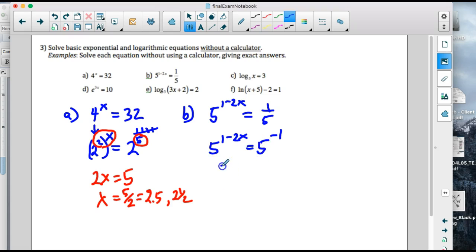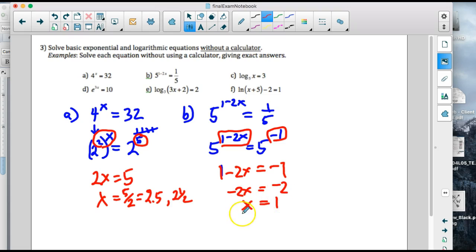So then we would write, since the bases are now the same, these exponents can be equal. So we'd write 1 minus 2x equals negative 1 and solve. So we would subtract 1, so we get negative 2, and x is equal to 1 in this case for part B.